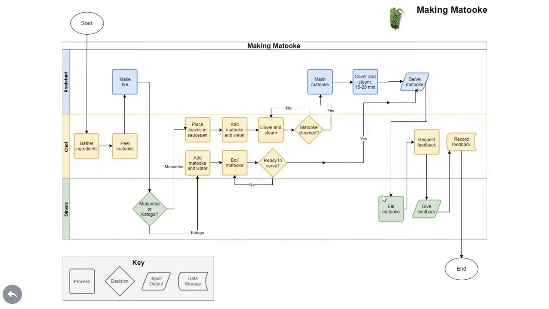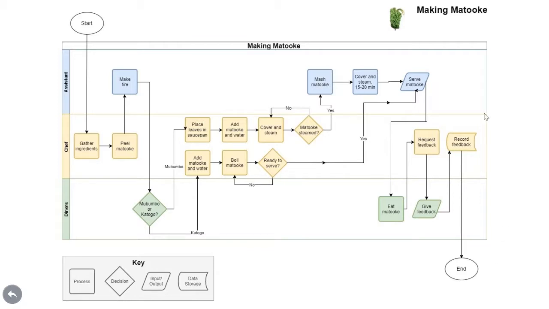And then lastly, the one we did of making matoke, which is boiled plantains, a common staple food in Uganda. In this example, you see swim lanes that are colored to designate the roles involved. You have the chef, the assistant, and the diners. The diners would choose the type of boiled plantains that they would like, and depending on the type, that leads to a different process to prepare the matoke, serve it, eat it, and record feedback.